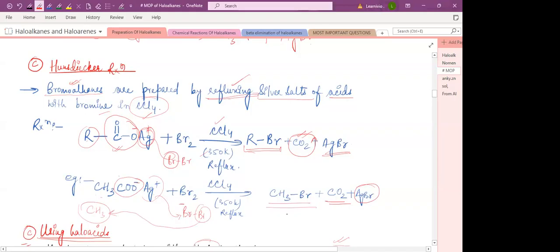You just have to remember these three halogen exchange methods. First, the Finkelstein reaction is for the production of iodoalkanes. Second, the Swarts reaction is for fluoroalkanes. Third, the Hunsdiecker reaction is for bromoalkanes. Got it? And remember the corresponding reagent.